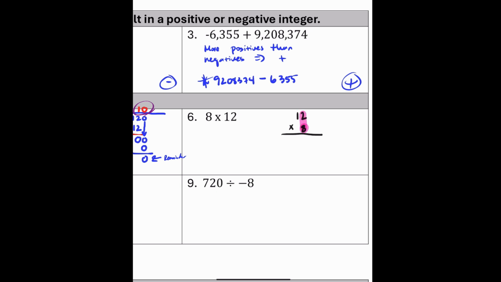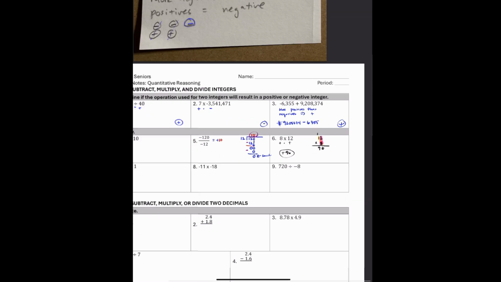So 8 times 2 is 16, right? So I'm just writing 6, and then the 1 in 16 goes right here, okay? Now it goes 8 times 1. 8 times 1 is 8, right? But since we carried the 1, we add the 1. So 8 times 1 is 8, plus 1 is 9. So the answer is 96. And remember, a positive times a positive is going to give you a positive answer. So the answer is going to be positive 96.